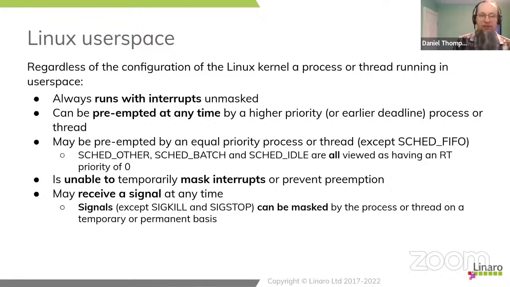And just a reminder before we start about Linux user space, this is what we covered last week. Linux user space always runs with interrupts unmasked, and Linux user space can always be preempted at any time by a higher priority process or thread. Regardless of how you configure the kernel, the user space is always interrupt unmasked, which means it has essentially no interrupt latency, and it's always capable of being preempted at any time.